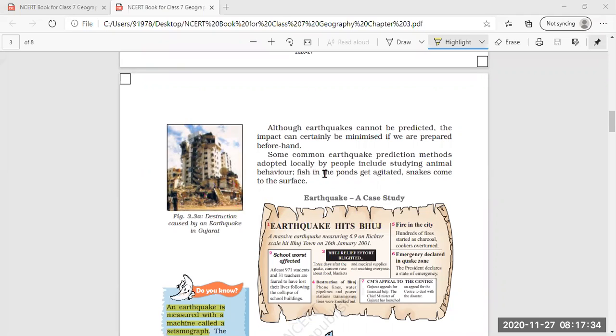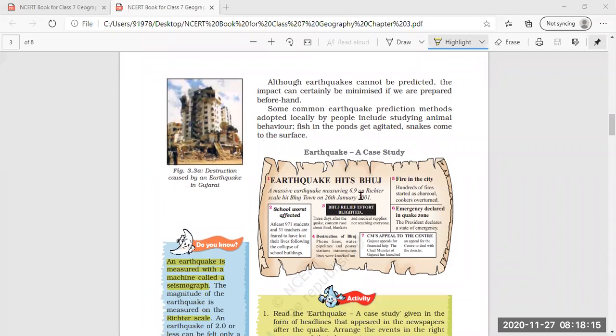Some common earthquake prediction methods are adopted by local people. The local people believe that by studying animal behavior, or changes in the behavior of the fish in the ponds, or if a snake comes out to the surface of the earth, then they predict that an earthquake might occur in the near future. So these are the common prediction methods according to local people where earthquakes occur often.